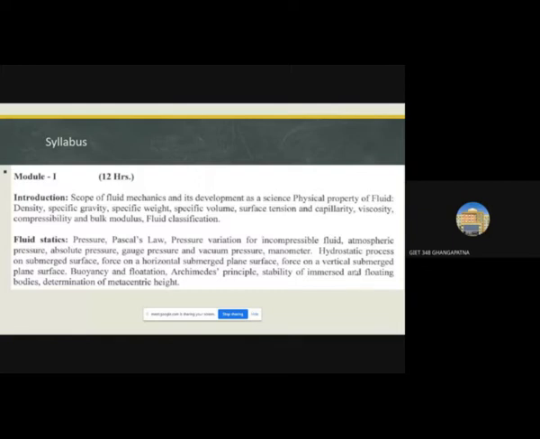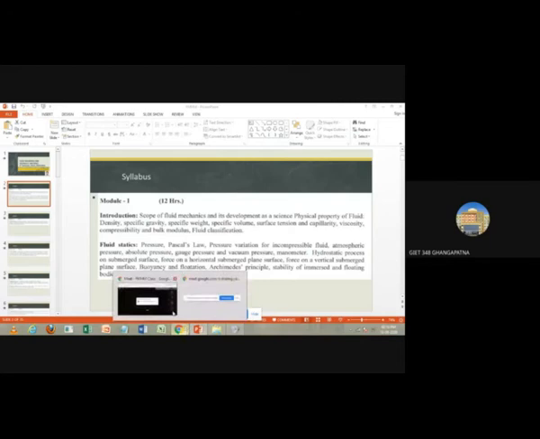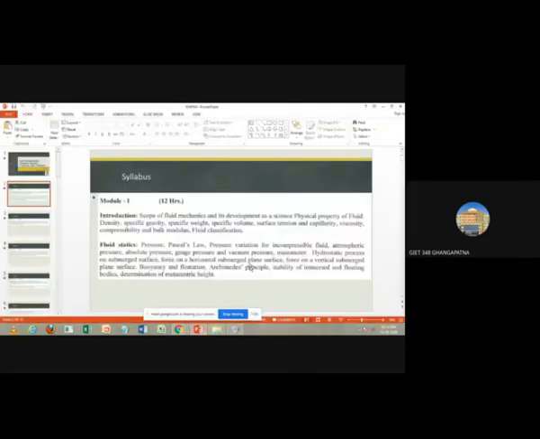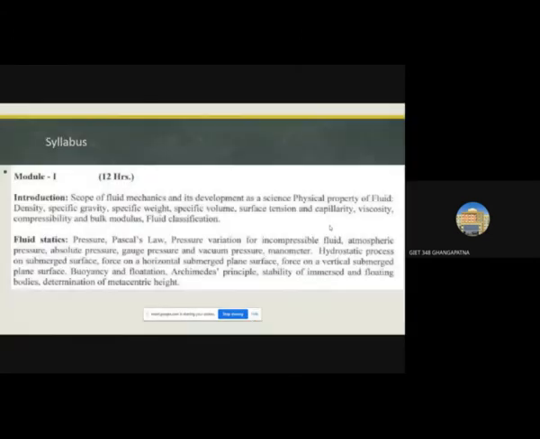This particular subject, what I am trying to say is, it is very much important to three branches of engineering: mechanical engineering, civil engineering, and one more, chemical engineering. These are the three branches for which this subject is much more important. Now, what is actually the necessity of studying this particular subject?